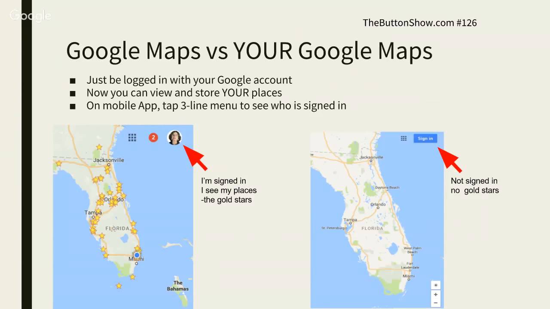On a mobile app, you tap the little 3-line menu on the upper left, and that's where you'll see who is signed in. Normally, you stay signed in on your app on the phone. So it's not as much to be aware of, but just know those are for your eyes only. Your places are for you if you're logged in to your Google account.